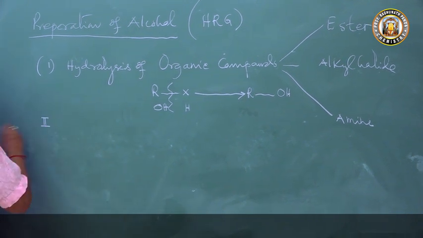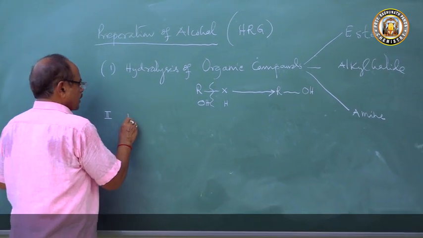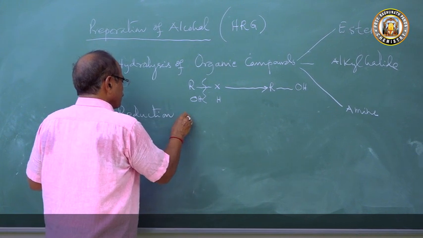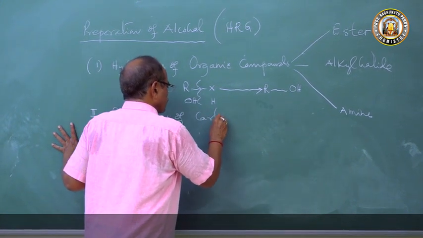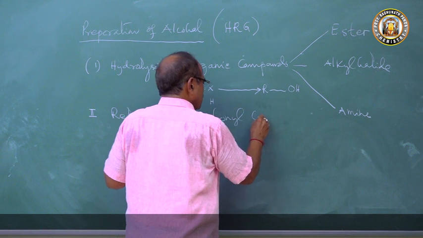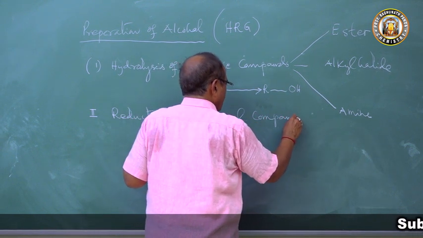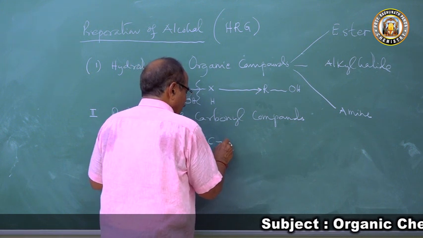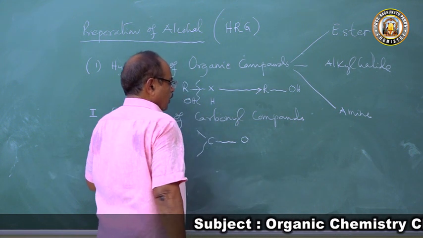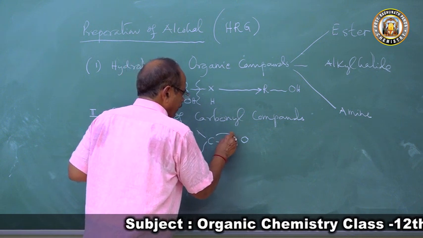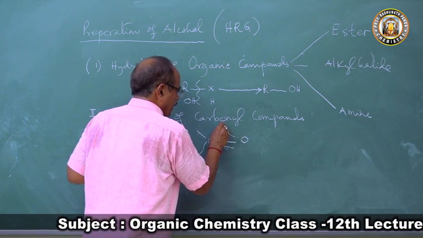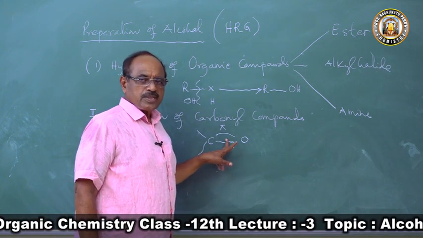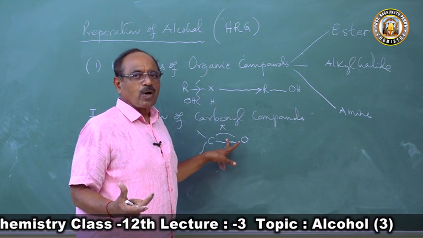Then the second method is reduction of organic carbonyl compounds. These are carbonyl compounds: we have aldehydes and ketones. This is the carbonyl group. In the carbonyl group, the carbon atom is bonded to an oxygen atom by a sigma and a pi bond. The pi bond is a loosely held electron cloud, more diffused into space, and is a weak bond.